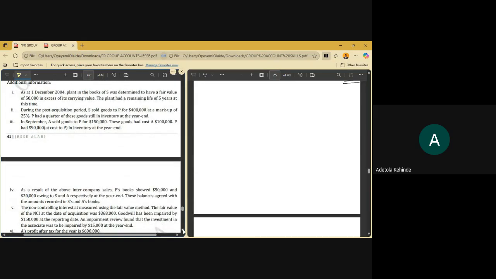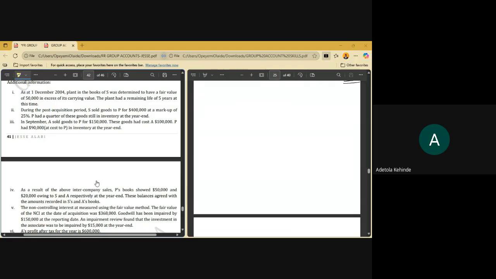Additional information. As at 1st December 2004, plant in the books of S was determined to have a fair value of 50,000 in excess of its carrying value. The plant had a remaining life of 5 years at this time. 2. During the post-acquisition period, S sold goods to P for $400,000 at a markup of 25%. P had a quarter of these goods still in inventory at the year end. 3. In September, A sold goods to P for 150,000. These goods had cost $100,000. P had $90,000 in inventory at the year end. 4. As a result of the above intercompany sales, P's books showed $50,000 and $20,000 owing to S and A respectively at the year end. This balance agreed with the amounts recorded in S and A's books.